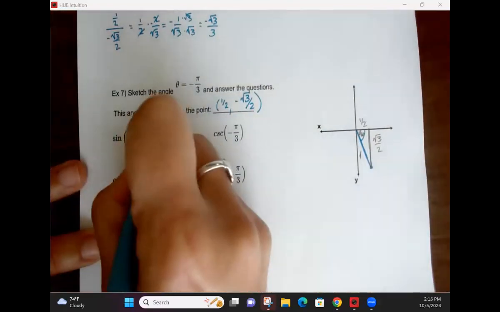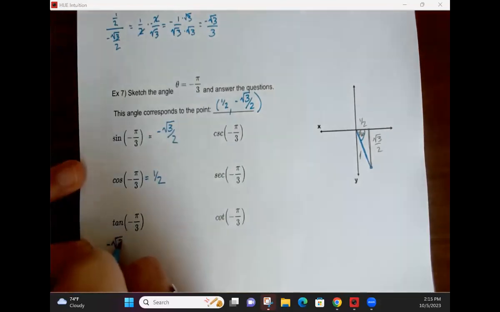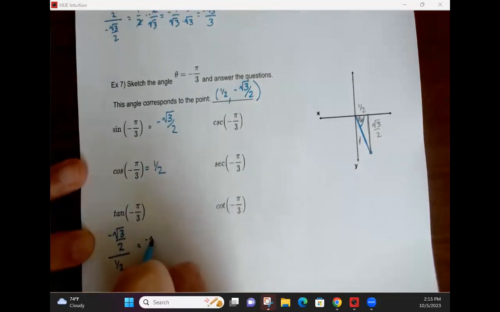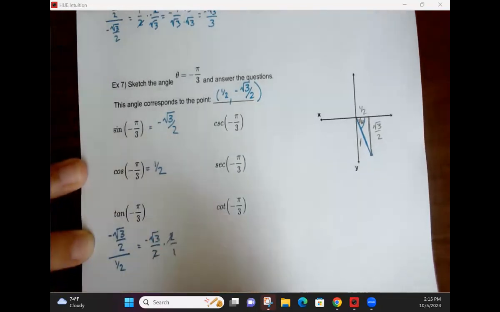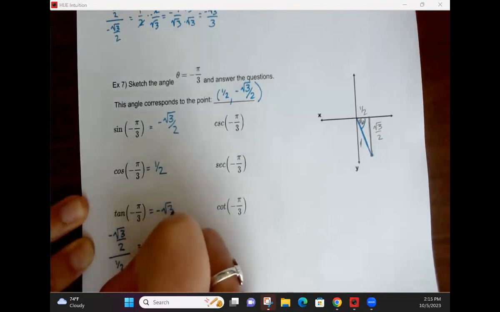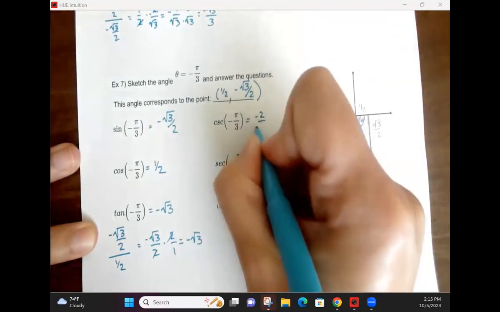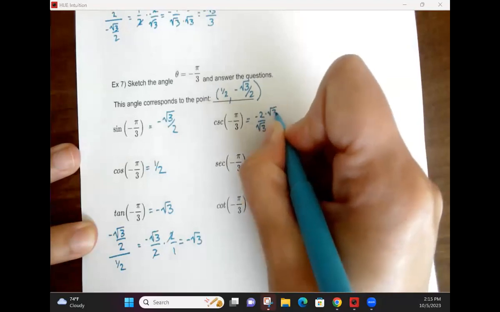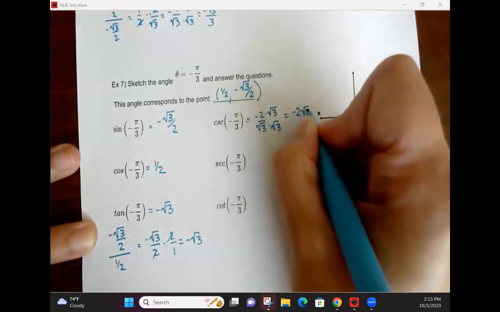So sine is -√3 over 2. Cosine is 1/2. Tangent would be -√3 over 2 over 1/2, which would be -√3 over 2 times 2 over 1. The 2's reduce, and we're left with -√3. Cosecant is the reciprocal of sine, so we have -2 over √3, and we're going to rationalize. So that gives us -2 √3 over 3.